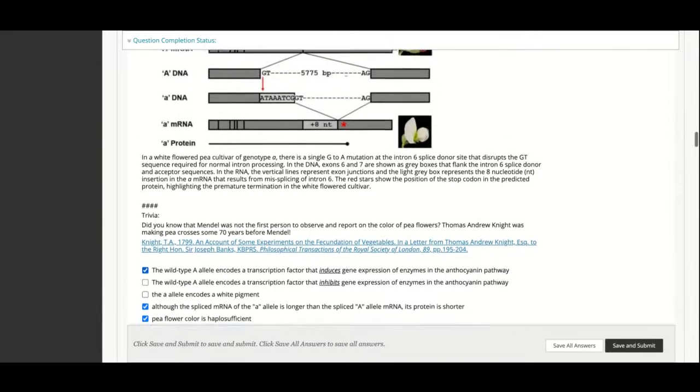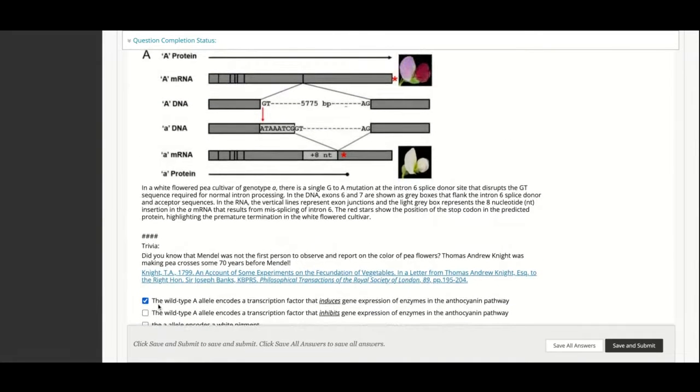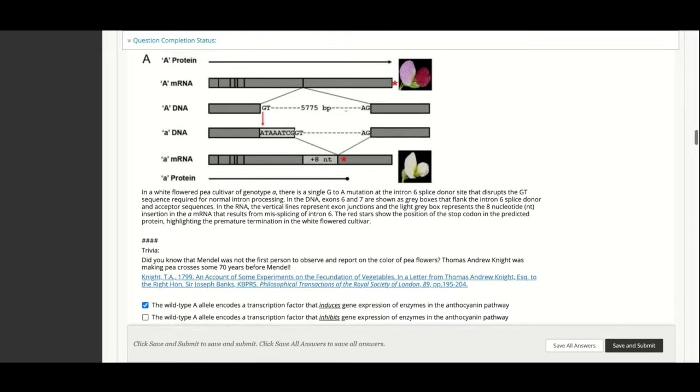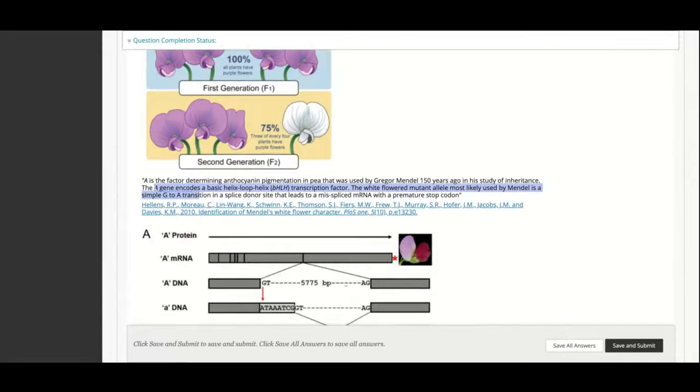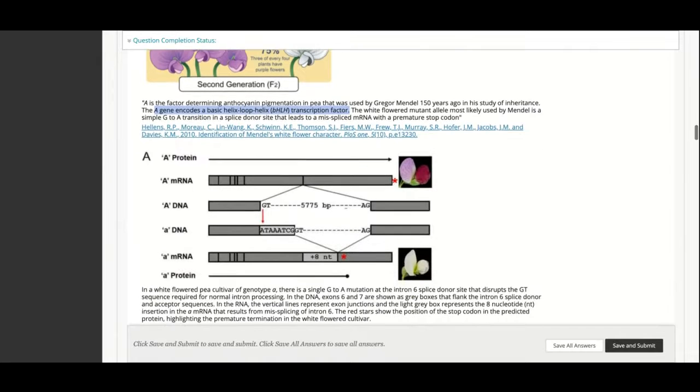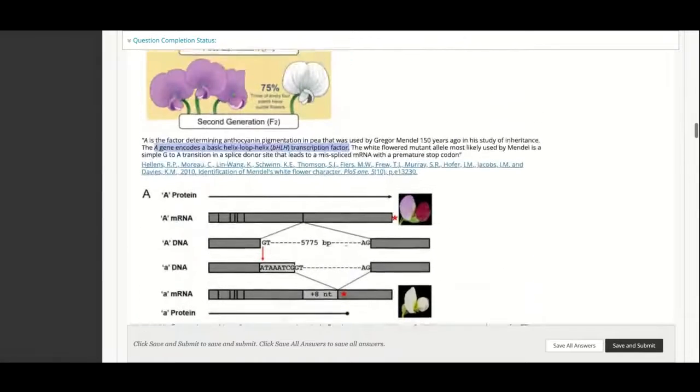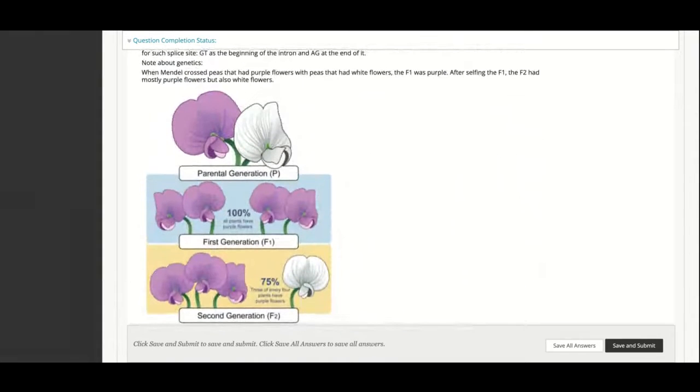Let's see why. The first one, the wild type big A DNA, encodes a transcription factor that induces gene expression of the anthocyanin pathway. That is true because that's what I said up here. I told you that the A gene encodes a transcription factor, and that's the one that is involved in making a pigment. So somewhere up here, I was telling you about making the pigment.